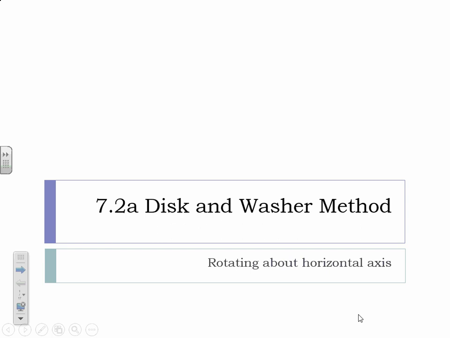Okay, so this is what's going to happen, and you don't need to write anything down until I tell you to, okay? So you can kind of relax for a little bit and just participate with me, if you will.